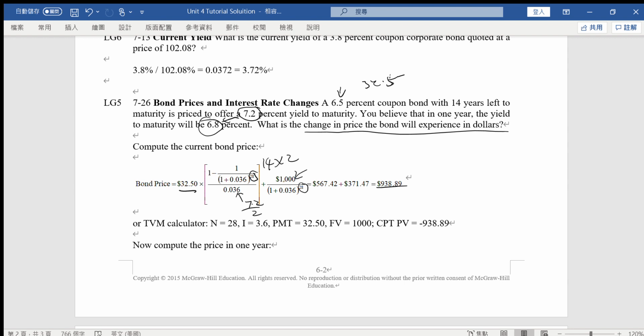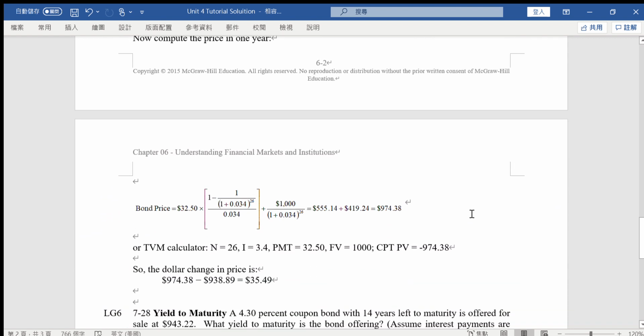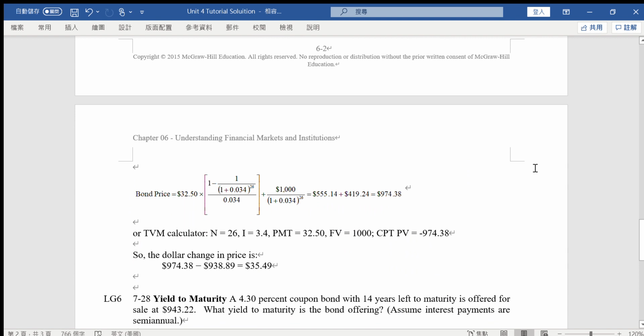Then the question mentioned that after 1 year, the market interest rate will drop. Because of that, you are required to work out another part, that will be 1 year later. The same PMT, every half a year you will receive this interest, right? But that is 1 year later, so that will be 13 years times 2. Finally, you get 26.